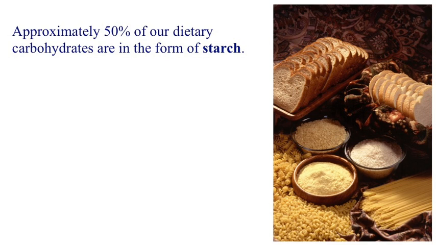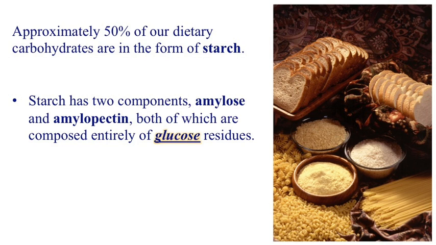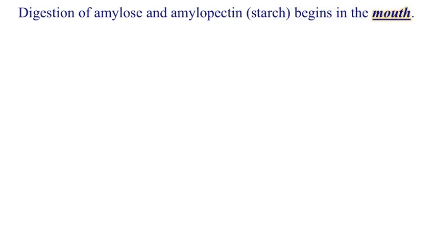Approximately 50% of our dietary carbohydrates are in the form of starch. In a previous chapter, you learned that starch has two components, amylose and amylopectin, both of which are composed entirely of glucose residues. Digestion of amylose and amylopectin, starch, begins in the mouth.